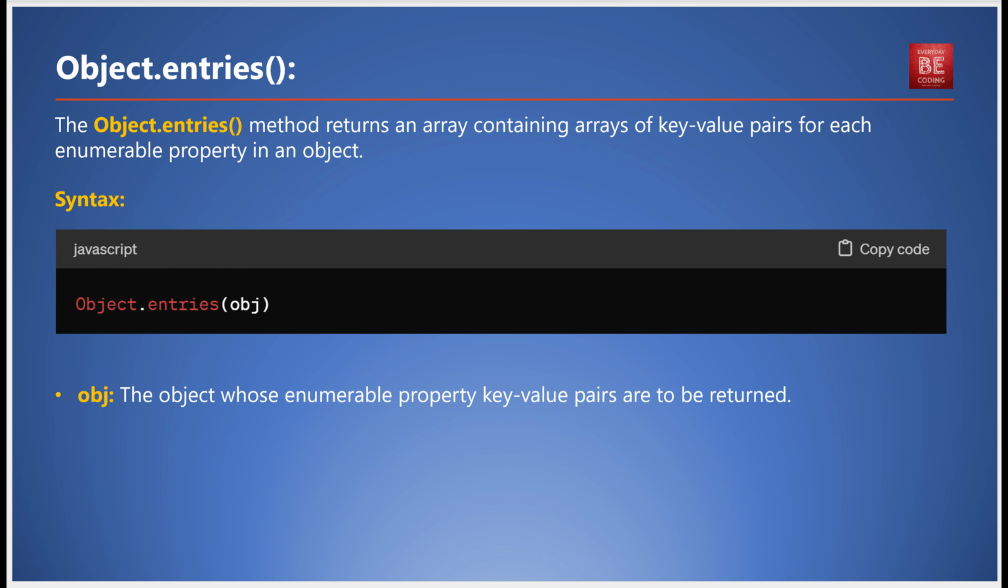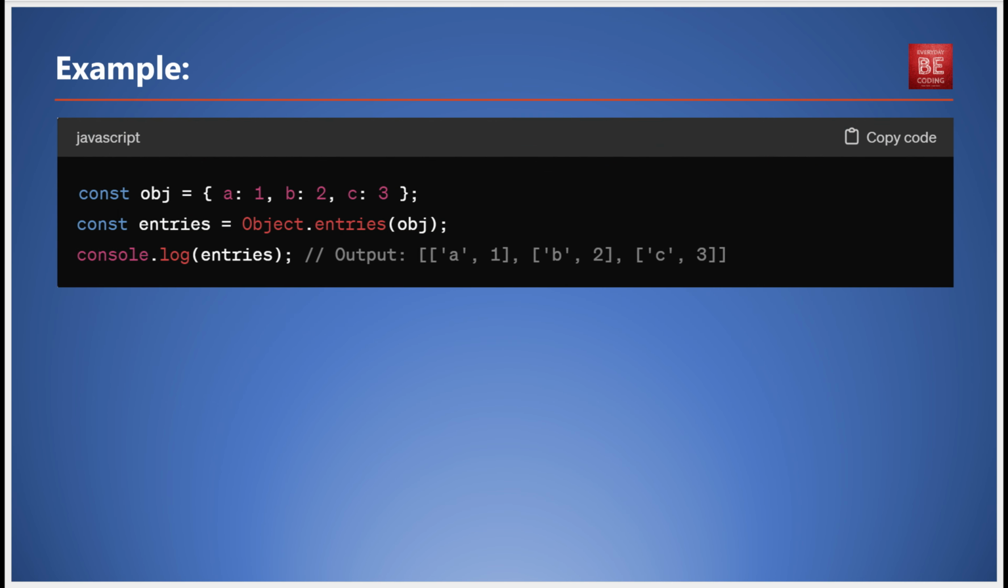Now let's move on to the second method, Object.entries. This method takes it a step further by returning an array containing arrays of key value pairs for each enumerable property in an object. The syntax is very similar to Object.values. Simply use Object.entries and pass in the object. For the same object we used earlier, applying Object.entries(obj) yields the key value pairs.